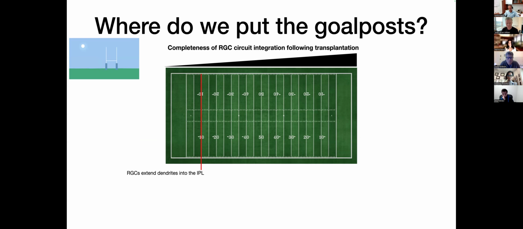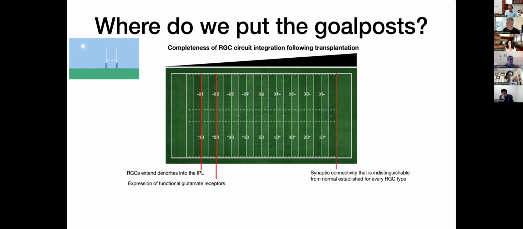We need RGCs to extend dendrites into the IPL, right? Transplanted ones or the ones that remain, they need to extend some dendrites for sure. And all the way at the other end, we want synaptic connectivity that's indistinguishable from normally established for every ganglion cell type, right? That's the goal all the way on the other side. Maybe we don't need it for every ganglion cell type, and I'll talk about that in a moment. But where are all the measurements in between?